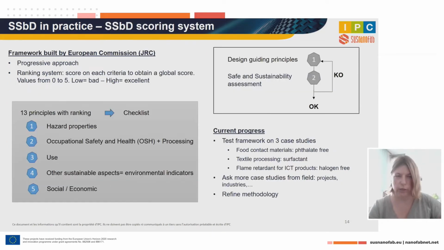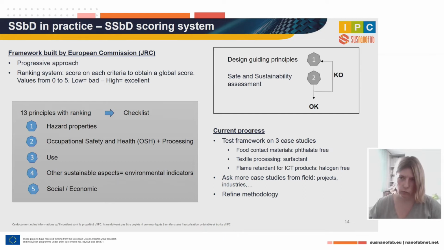So that's why, to describe the SSBD scoring system, I use the one prepared and established by the European Commission. It's important to understand that it's progressive. You will not be SSBD from today to tomorrow, and the purpose is not to be SSBD OK or SSBD KO. It's not so ideal. It's a ranking system which goes with values from 0 to 5. If you are at 0 and low, it means you had a bad score, and an excellent score would be 5.